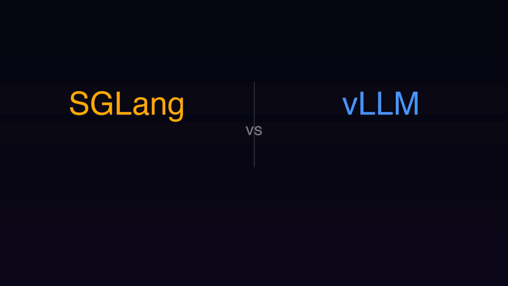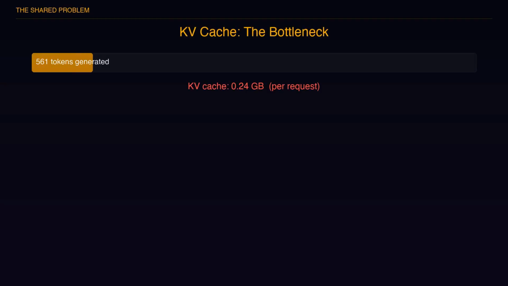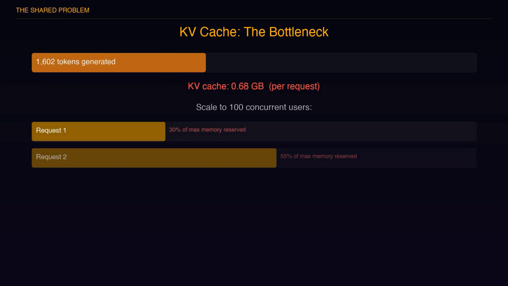Two frameworks dominate production LLM serving today. Same hardware, same models, wildly different results depending on your workload. SGLang versus vLLM. Here's how to choose. Both vLLM and SGLang exist to solve the same fundamental bottleneck.